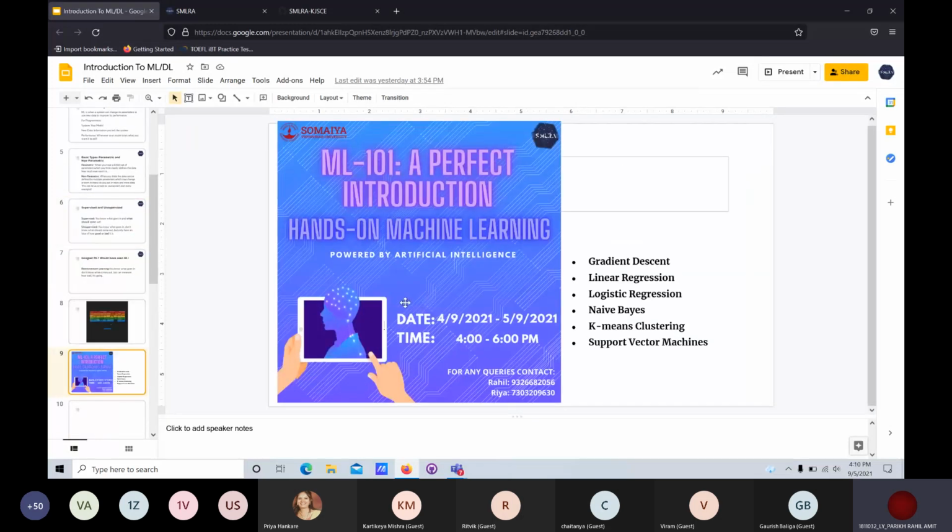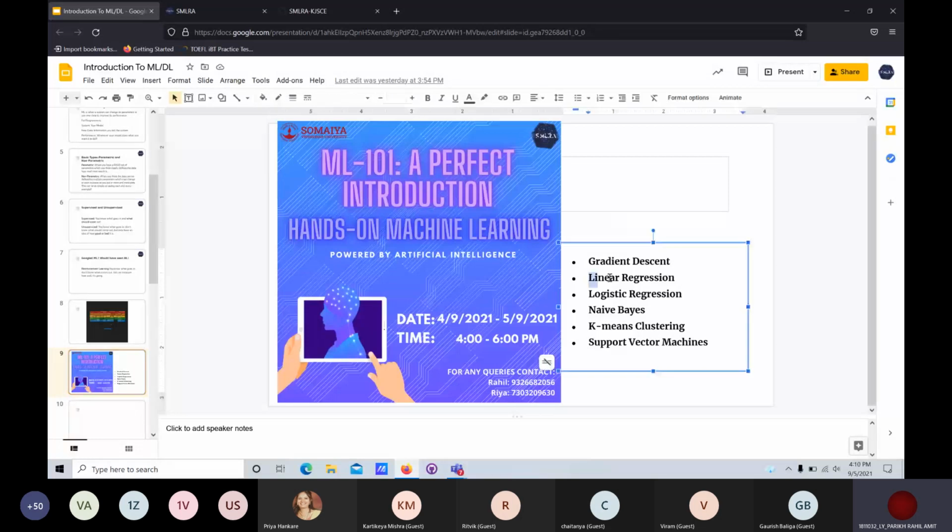So let's discuss what we'll be doing today. Today we'll be starting with linear regression, and in linear regression we'll be explaining what is gradient descent. Then we'll be heading to logistic regression, and then we'll be covering naive Bayes, k-means clustering, and support vector machines.